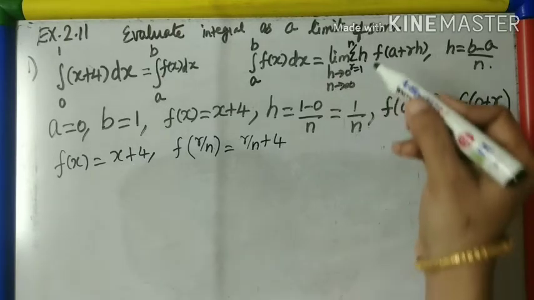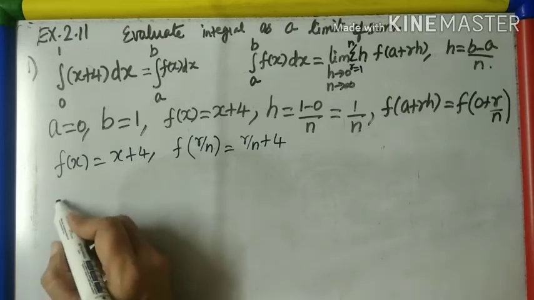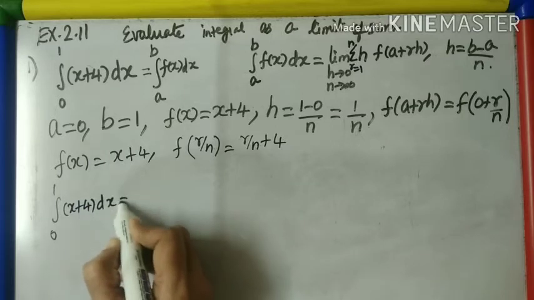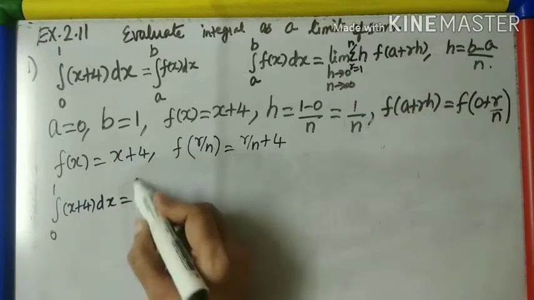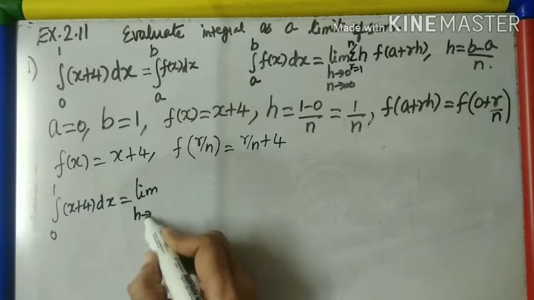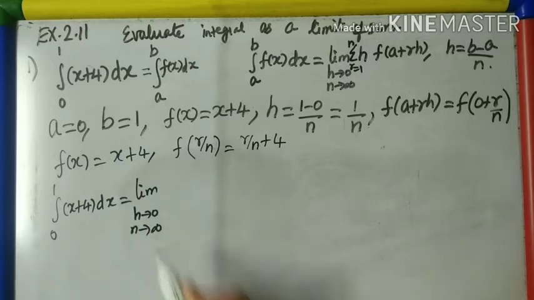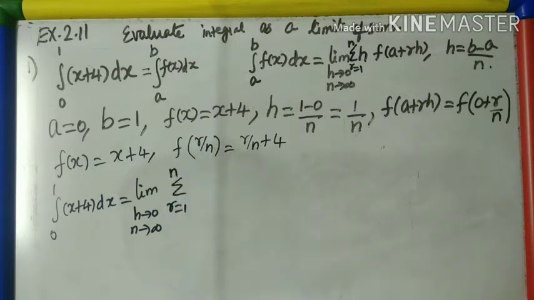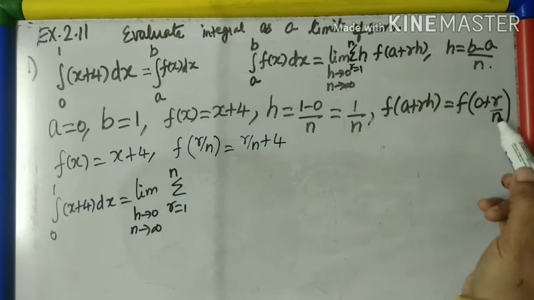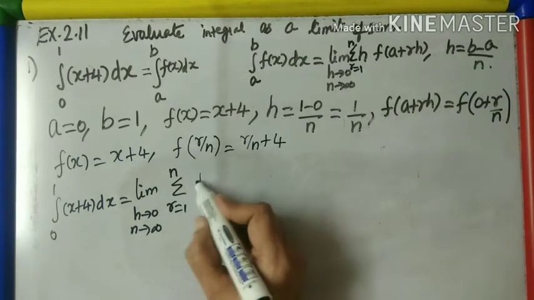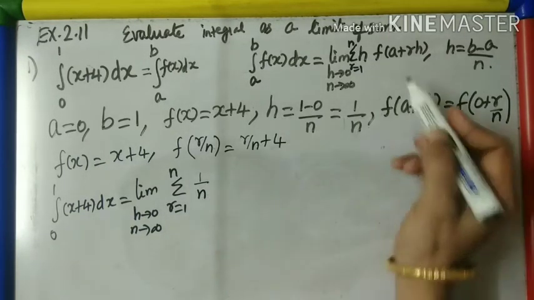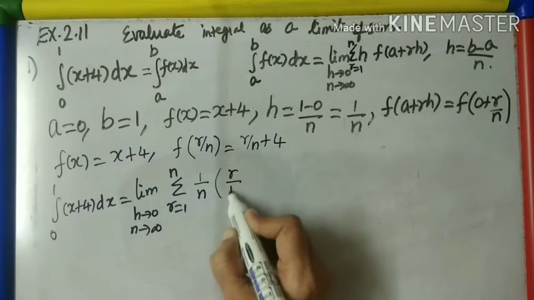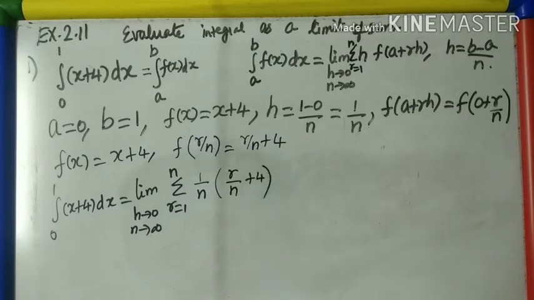Now we shall put it in the problem. So integral 0 to 1 x plus 4 dx. That is the given question. We are going to apply this formula: limit h tends to 0, n tends to infinity, sigma r ranges from 1 to n. What is h from the question? h is 1 by n. f of a plus rh, here I have calculated r by n plus 4.